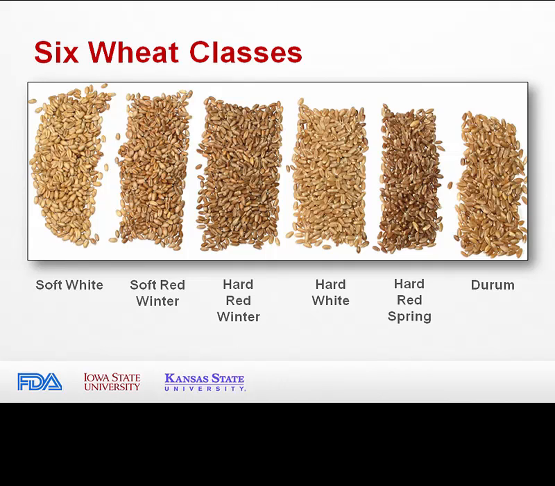There are 6 classes of wheat grown throughout the United States. These official classes are divided by hardness, either soft or hard, color of the kernels, white or red, and planting time, winter or spring. Each class has its own unique characteristics. For example, soft white wheat has a lower protein content and is used for cakes and pastries, while hard red spring wheat has the highest protein content and is used for breads. Meanwhile, durum is the hardest of all wheat varieties and provides the semolina for pasta production.